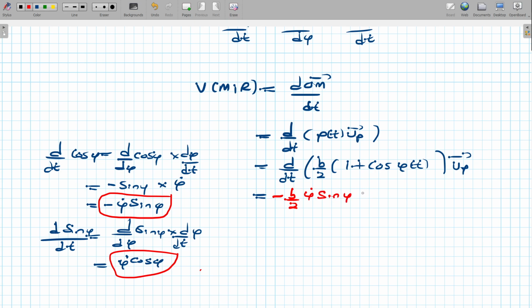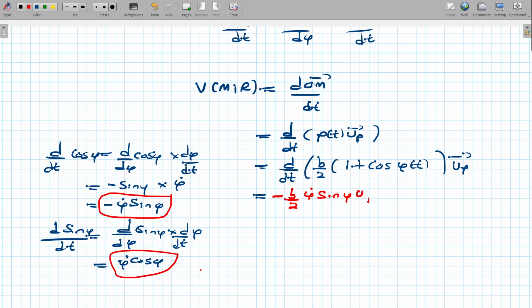If you want, you can put the t, but I'll just be writing phi from now on to avoid writing a lot of things. But hopefully you get the idea and you're able to see that what I've written here is what you're going to get. Okay, so this is what we have. So we've written everything: minus b divided by 2, then phi point sine phi.